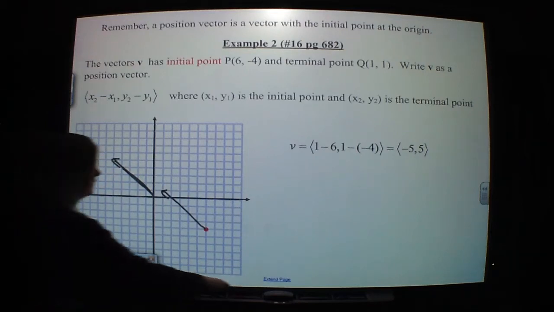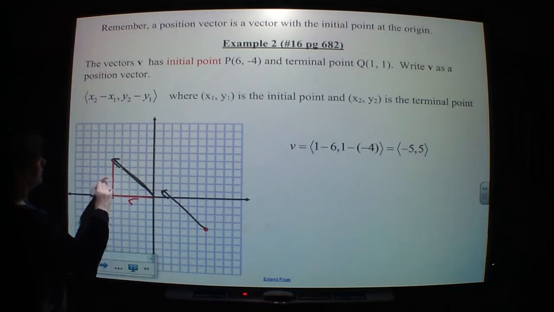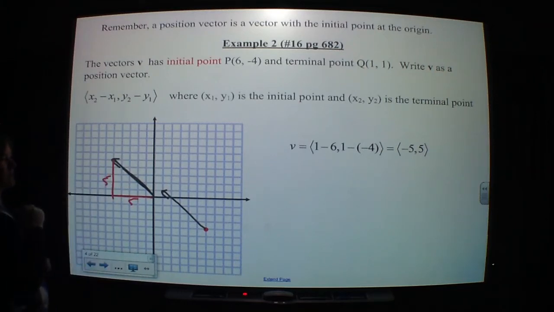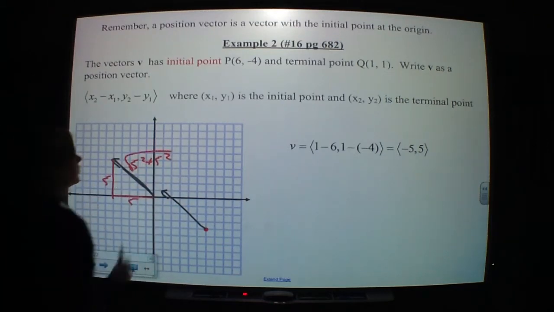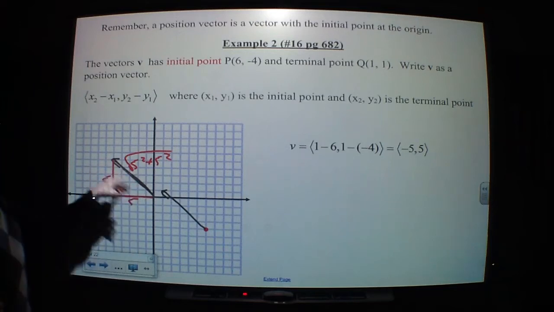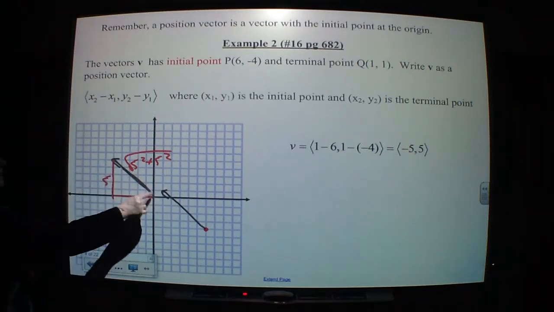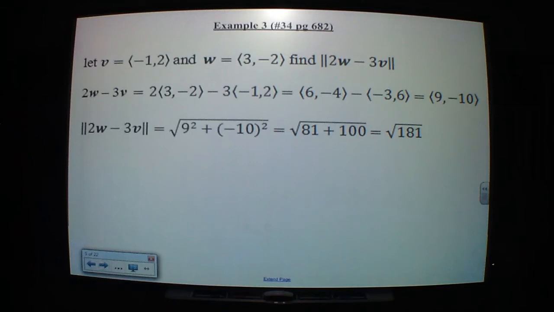Look at this vector here. This right here is 5, and this right here is 5. A leg squared plus a leg squared equals a hypotenuse squared. So this is 5 squared plus 5 squared, the square root. That's the length of that, the magnitude. So it's really coming from the Pythagorean theorem. Your x distance squared plus your y distance squared is equal to the vector length squared. And your vector length is magnitude. And that's where this is coming from.